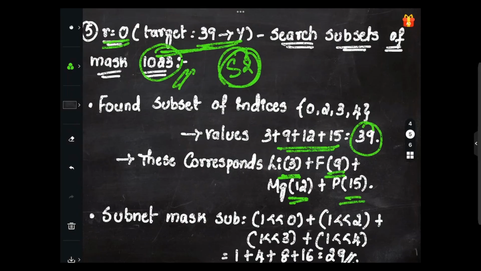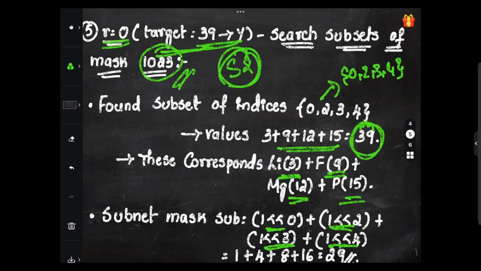Yeah, this one also. This one we didn't consider at all. We considered this one for the 39. The subset mask we didn't consider at all, right? The subset mask we have to consider. This one left shift 0, same goes with 2, 3 as well as 4. So we have found the subset of indices 0, 2, 3, 4, so we have to go with 0, 2, 3, 4 here.